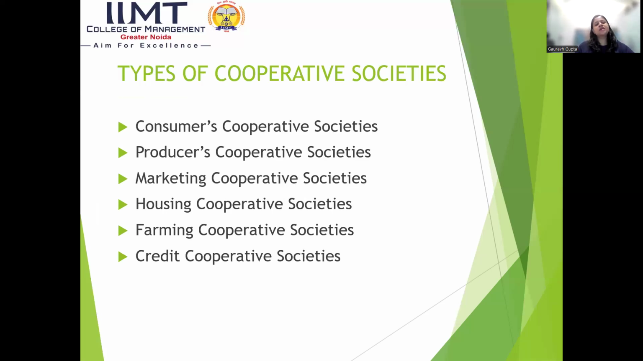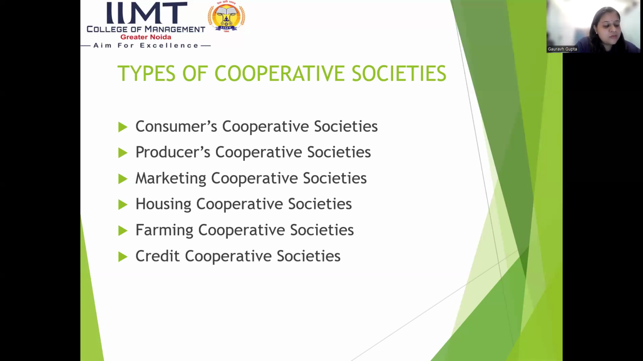Here we are discussing the types of cooperative society. The first point is consumers cooperative society. Society formed for providing good quality services and products at a reasonable rate to protect the interest of consumers. Second, producers cooperative society. Society formed for providing good quality and low price raw material and other inputs to protect the interest of producers. Third point, marketing cooperative society.